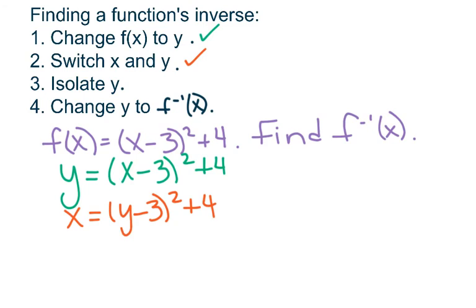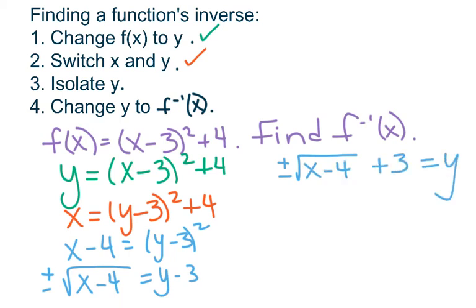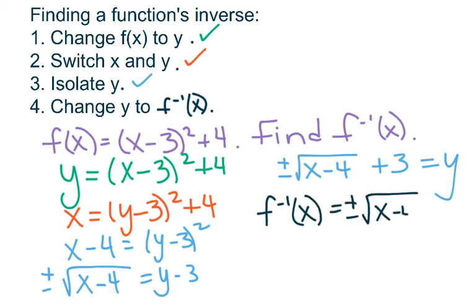So I got to get rid of that plus 4. I got to get rid of the square. I'm going to square root it. Anytime you do a square root, you need to put a plus and minus sign in front of it. And I'm going to get rid of the minus 3 by adding. Y is isolated. The last thing I'm going to do is change y to f to the negative 1 of x. And then write all the other stuff.